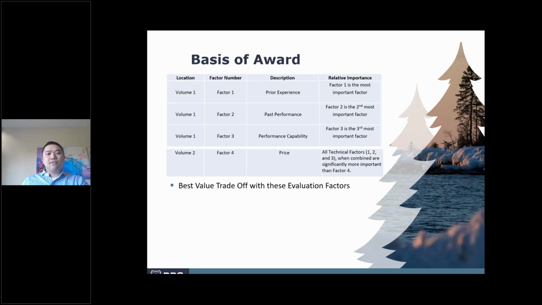As you move from left to right, you'll see your prior experience, past performance, performance capability, and price being your factors. And then the furthest right column shows your relative importance. So, prior experience being the most important, and it goes down to price. When you combine all those other factors 1, 2, and 3, they're going to be significantly more important than price.